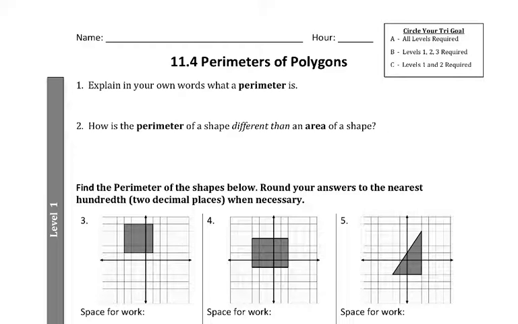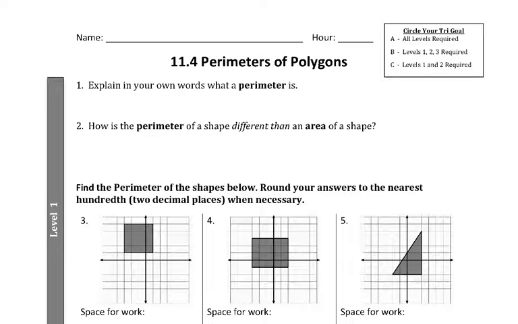Question 1, explain in your words what a perimeter is. Well, let me tell you my words, and I'll let you write down whatever you need to in your own words. So, the perimeter is a measurement of the length around an object. It's just a measurement of the outside distance or length of a shape.